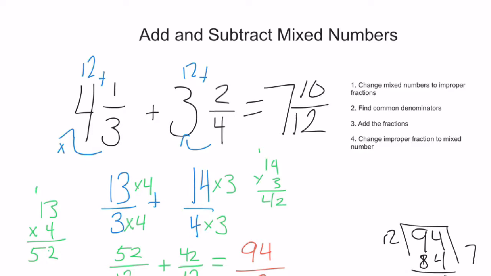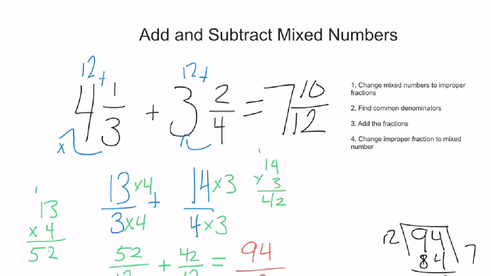twelfths. So my last step here is to see if my answer makes sense. 4 plus 3 is 7. I have a fraction less than a half and a fraction equal to half, so that means that I should have a somewhat large fraction almost worth another whole number.